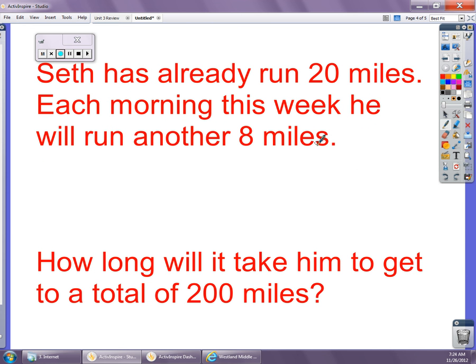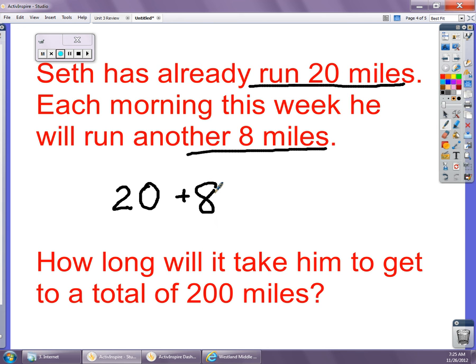Here's the next one. Seth has already run 20 miles. So there we go again with what he's already done. So we're going to put a 20 there, and then he's either going to be losing this 20 or he might be gaining some more. Each morning this week he will run another 8 miles. So that doesn't mean we're doing plus 8, because it could be more than that. Every morning he's going to run another 8 miles. So I can add 8 miles times however many mornings there are going to be.